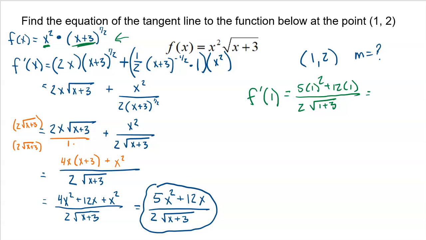All right, let's see here. On top, I get 5 times 1, which is 5. 12 times 1 is 12. 5 plus 12 is 17. And in the denominator, 1 plus 3 is 4. Square root of 4 is 2. 2 times 2 is 4. So there's my slope, 17/4. I now know my slope.